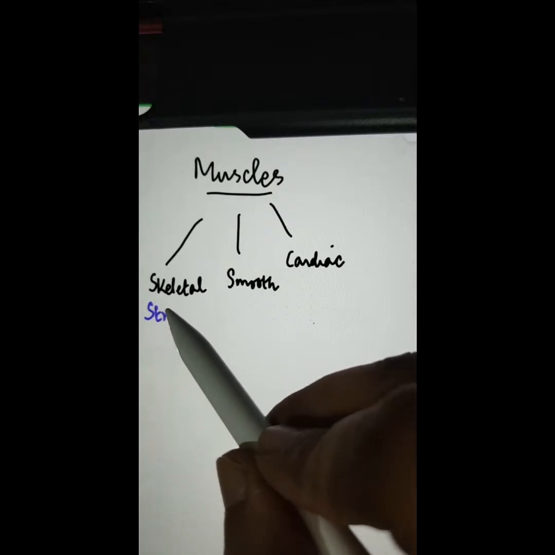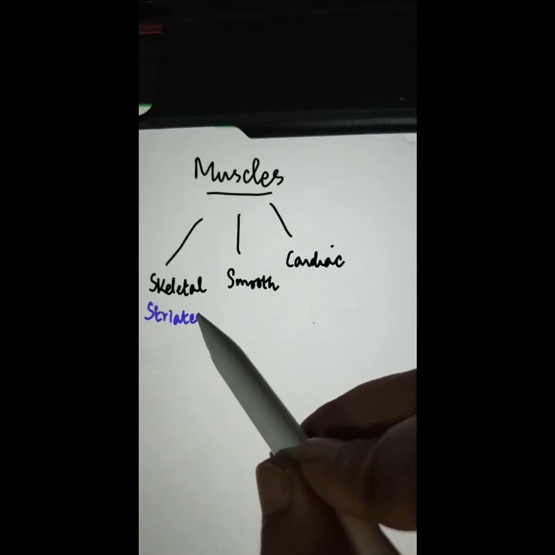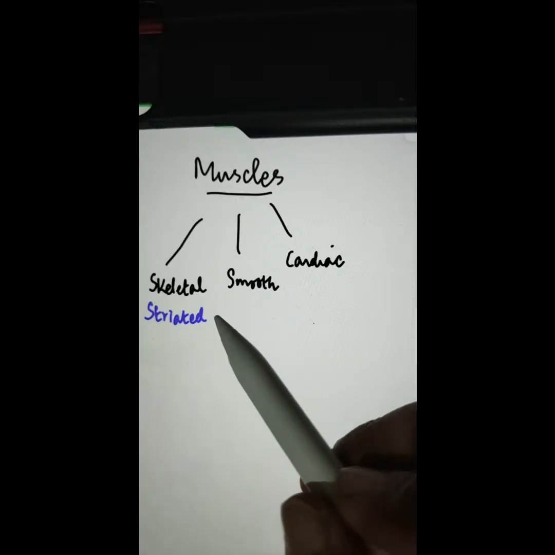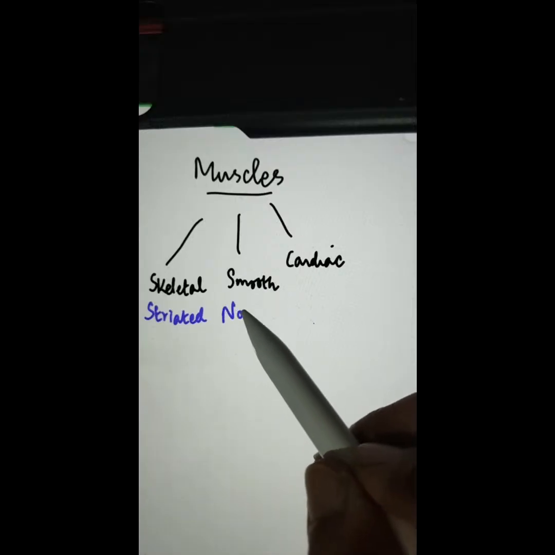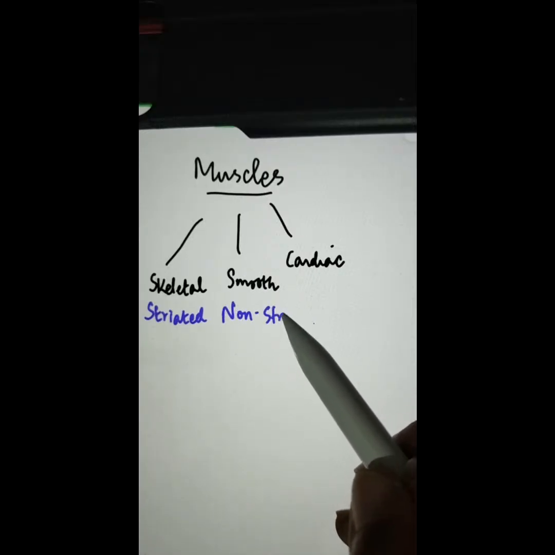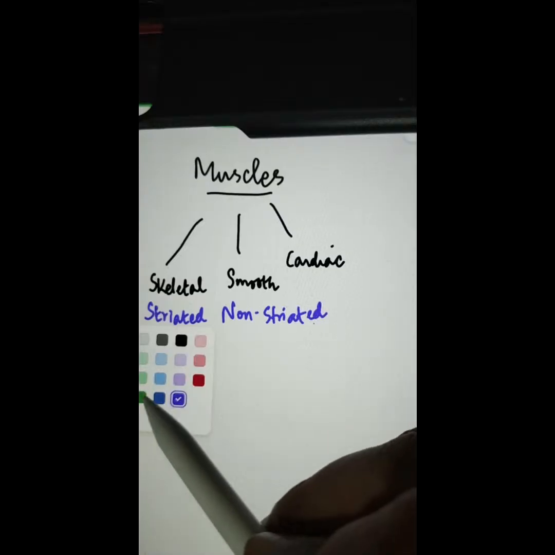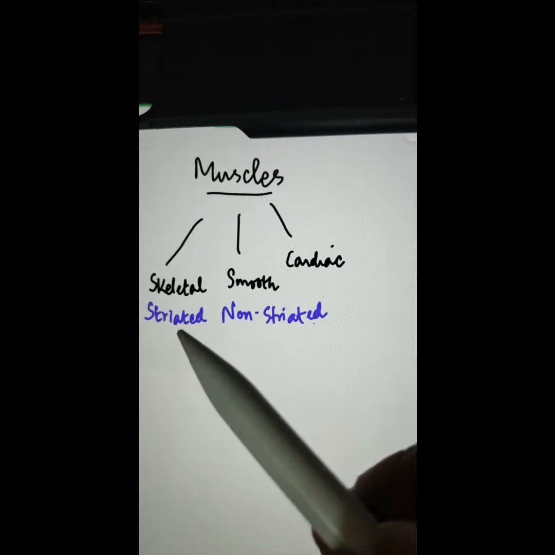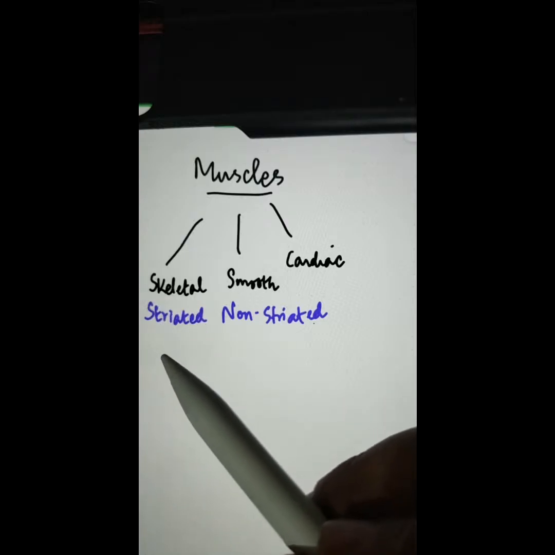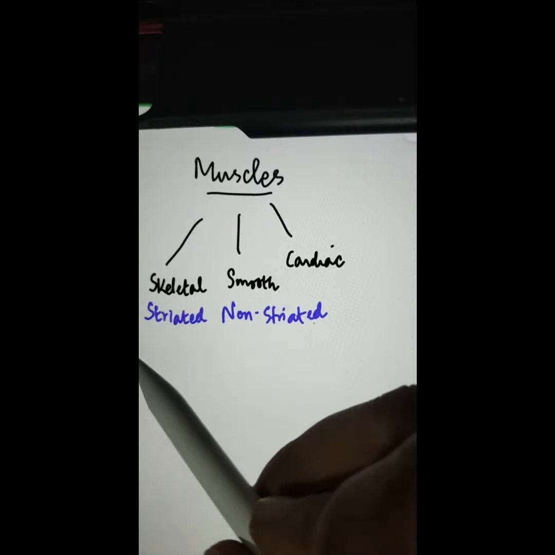Skeletal muscles are also known as striated muscles. Smooth muscles, they are known as non-striated muscles. After naming, I will be elaborating each. So stay together in this video till the end.